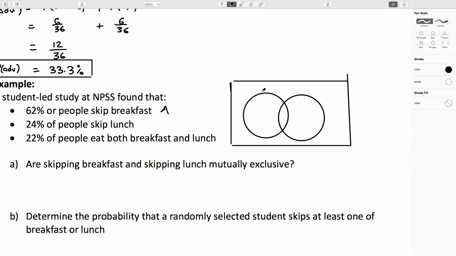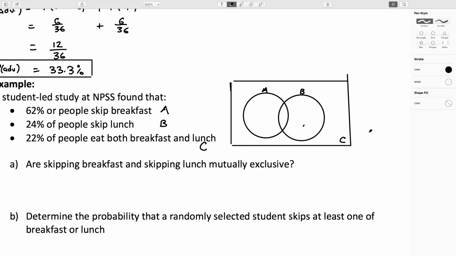Set B, so maybe label it, that's A, that's B. Set B are the people who skip lunch. That's this entire circle, okay? And then this intersect are the people who skip both breakfast and lunch, all right? Now set C, and I'm calling it C because it's the complement, is this outer set, all right?